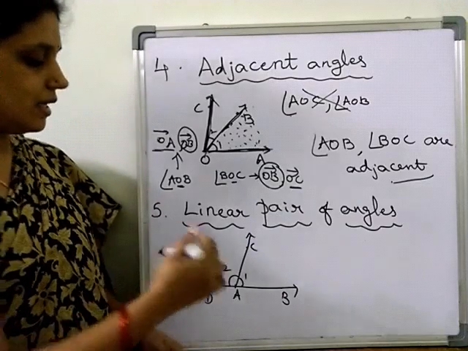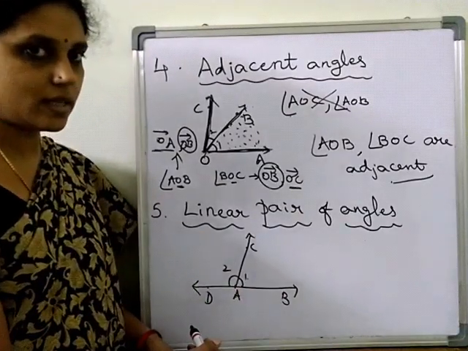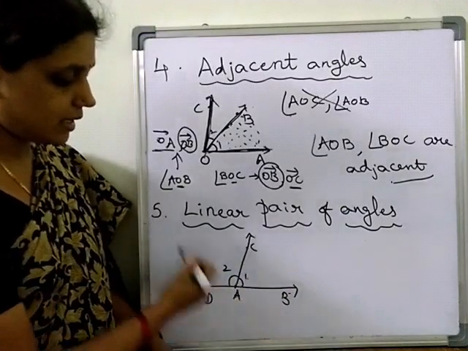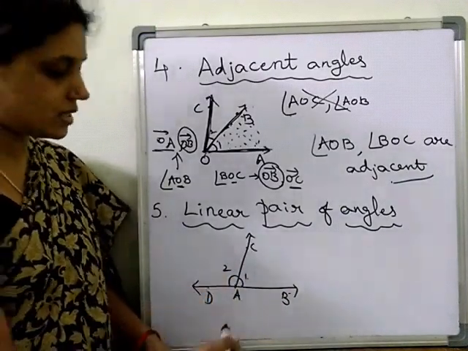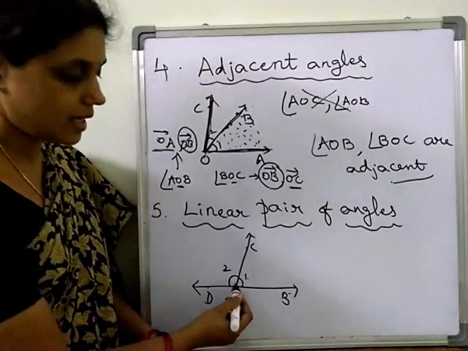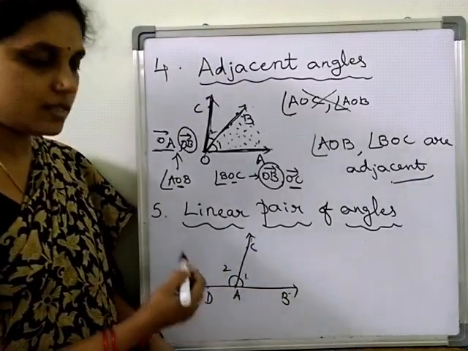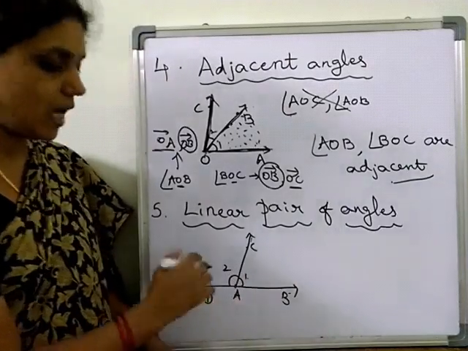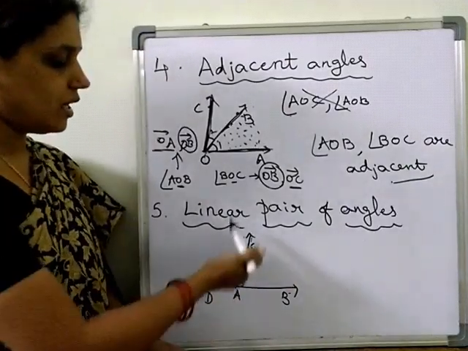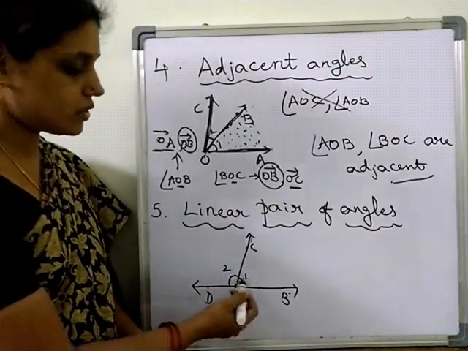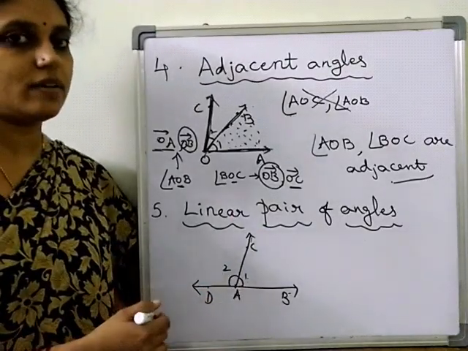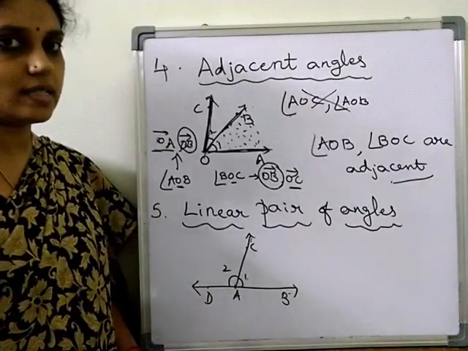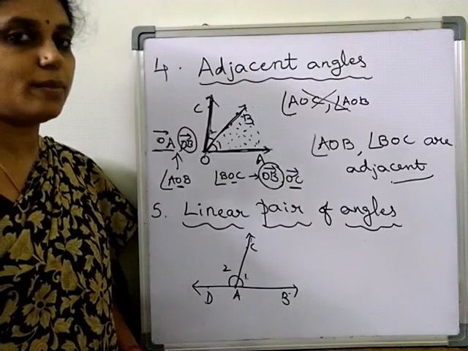Here these two are adjacent actually. Are angle CAB and angle CAD adjacent or not? Let us check. They have a common vertex, a common arm AC, and no common interior points. Otherwise, AB and AD are on different sides of AC. So definitely these two are adjacent. And what is the speciality of a linear pair? They sum up to 180 degrees. Otherwise we can say that they are supplementary.